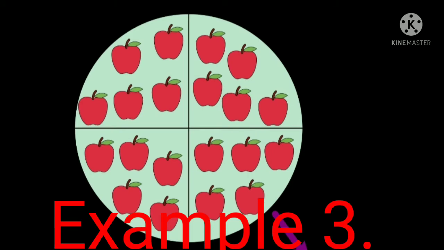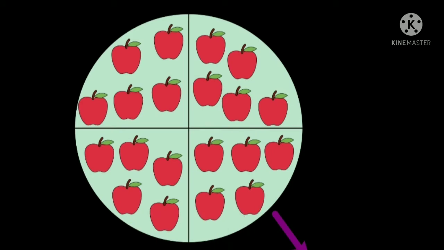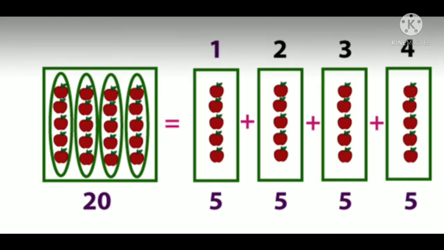For better understanding, let's take one more. There are 20 apples. You need to divide 20 apples in 4 groups. That means in one group, how many apples are you going to get? Now let's find out. 20 apples in 4 groups, in one group that is 5. We get 5 in each group. We can see that in one group there are 5 apples.